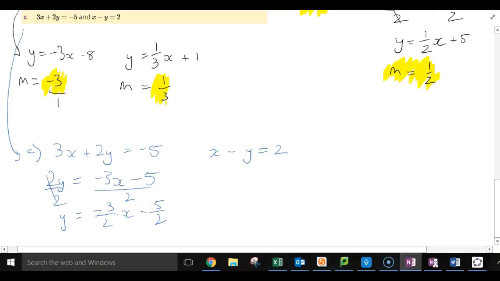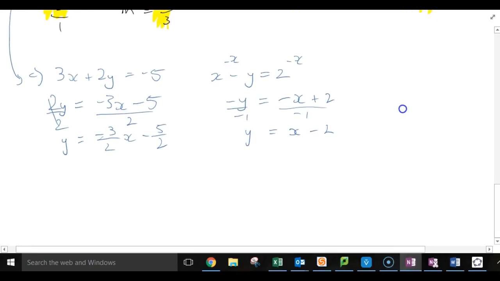And finally this one here, what I'm going to do is take x from this side, which gives me negative y equals negative x plus 2, and then I'm going to divide both sides by -1, which has the effect of changing all the signs. So I've got two equations in the right form. M is negative 3 on 2, and over here our M is 1.